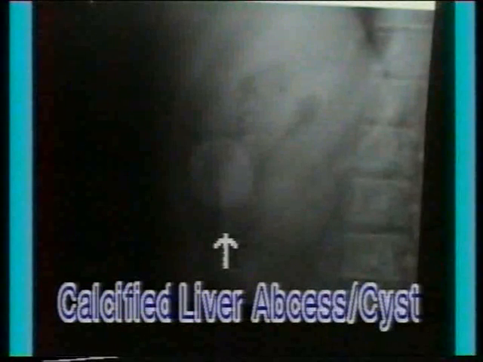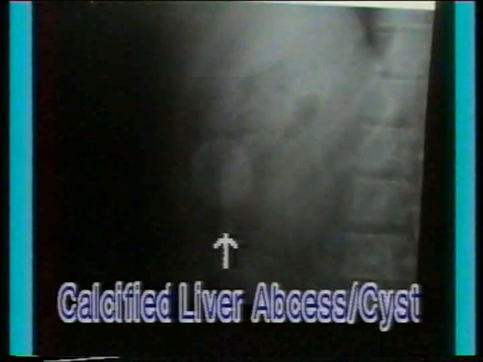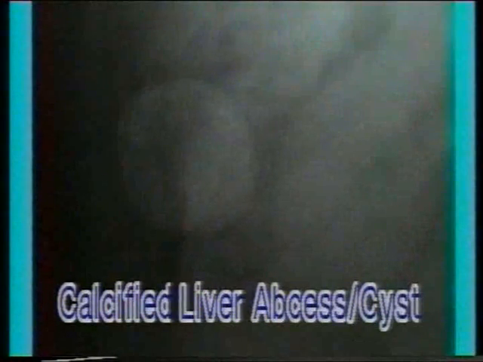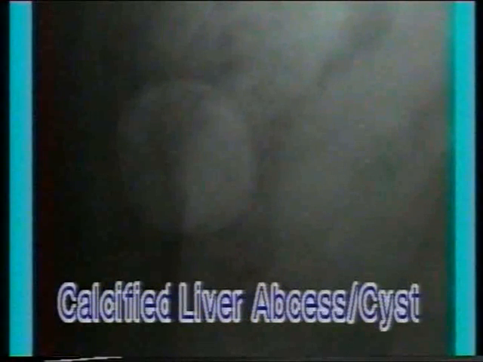Note this round calcified shadow within the liver. This is a calcification in a liver abscess. Rarely, a hydatid cyst may also get calcified and cast a similar shadow. This could be a calcified liver abscess or a calcified hydatid cyst.